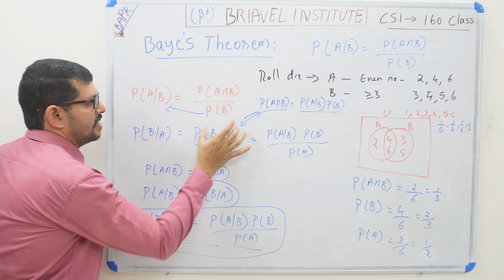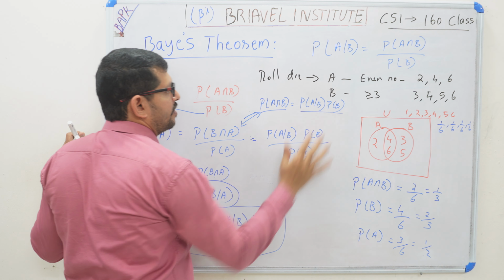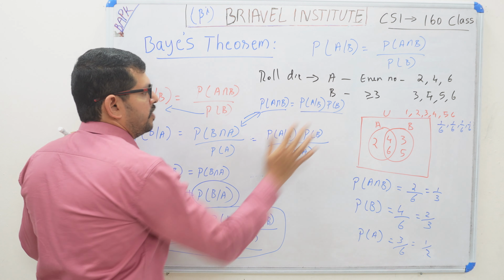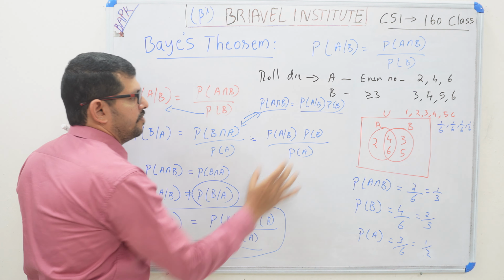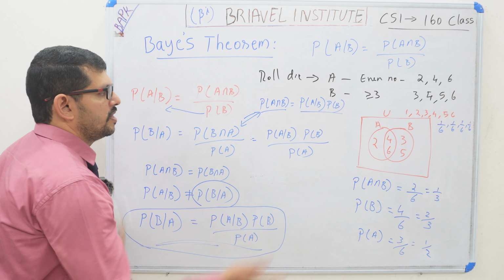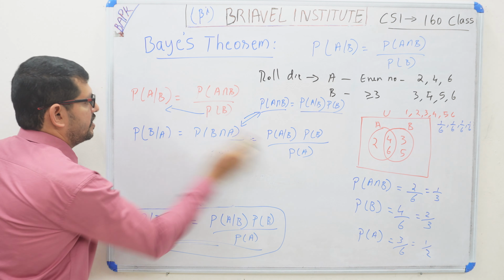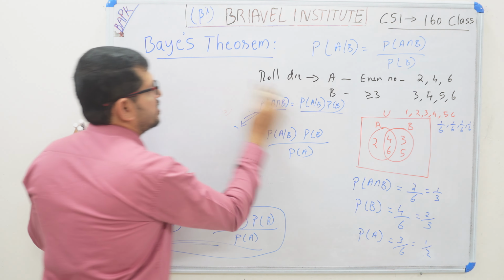So we can substitute, instead of probability A intersection B, we can substitute probability of A given B multiplied by the probability of B. Both are substituted here, so we get the equation of Bayes theorem. Now we consider the many cases. This is a concept we will use for the many cases.